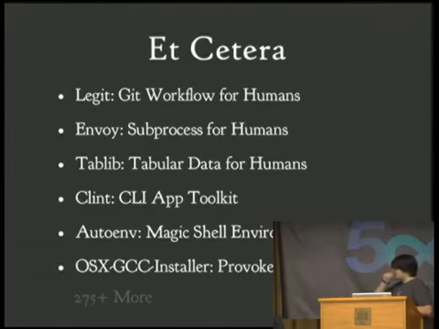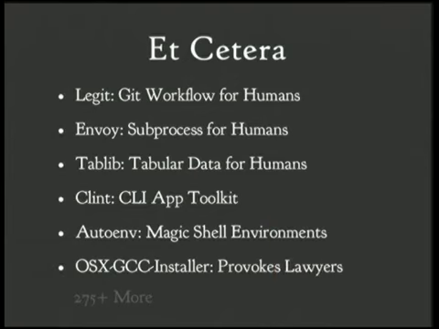Some other things I've written there is legit, which is a Git workflow library for humans. Essentially, there's GitHub for Mac, which is a really great GUI interface for Git, but it introduces some new workflows into the way you use Git. If you switch branches, it will automatically stash and unstash changes that are pending, which is really great if you're working on a lot of feature branches. I don't really like using the GUI though, so I made a version of that that works on the command line. It's called legit, and you can check that out if you're into Git.